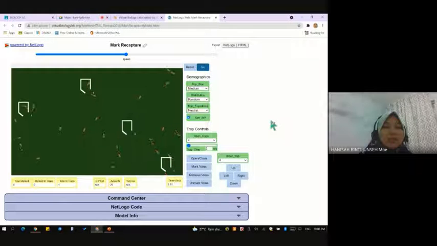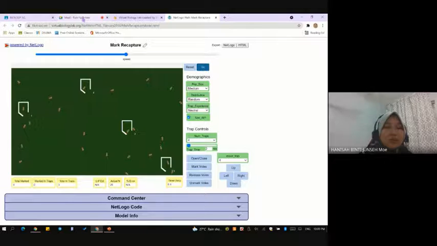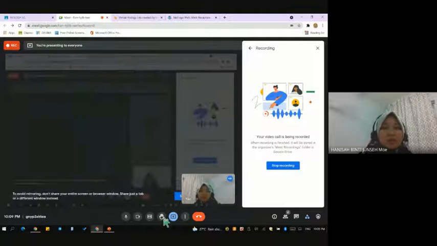Then there is movement. Okay, I think I'm going to close my camera first.